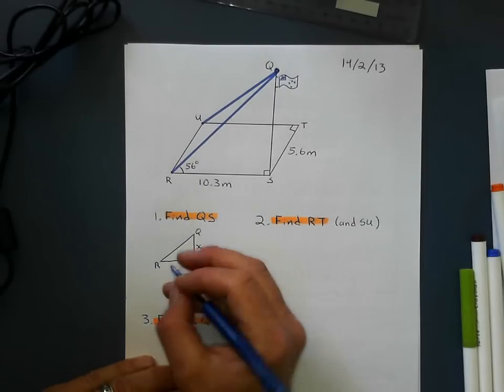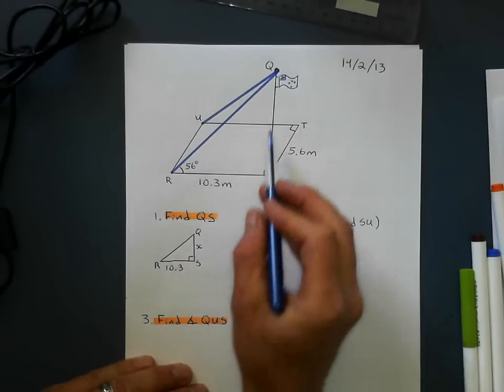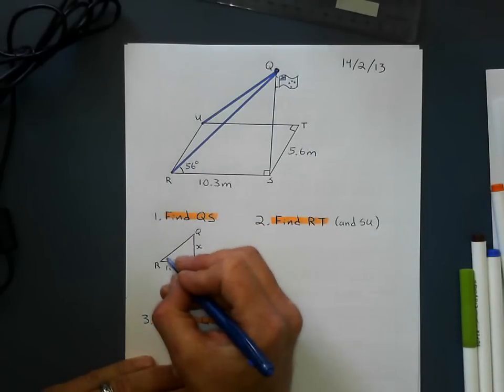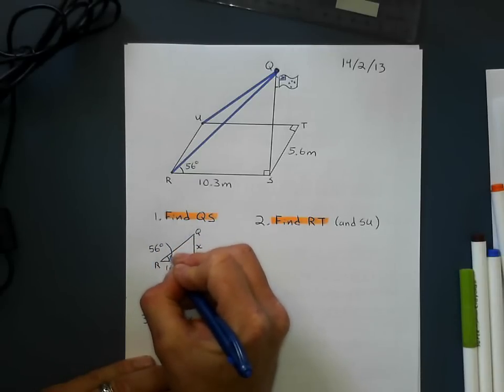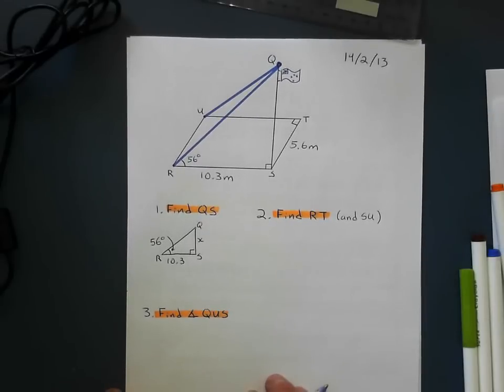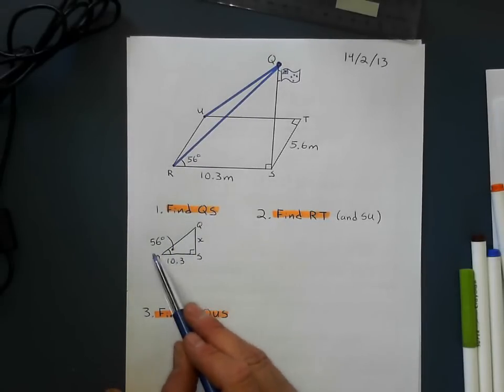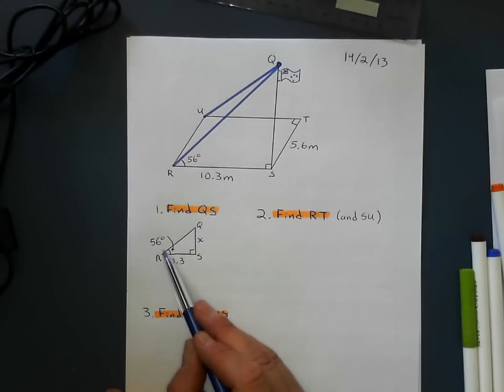RS is 10.3. What else do I know about that triangle right there? Oh, that is 56 degrees. Drawing's a little bit too small, sorry about that. So from this point you determine Pythagoras or trigonometry. It has to be trigonometry because an angle is included and I'm only given one side.